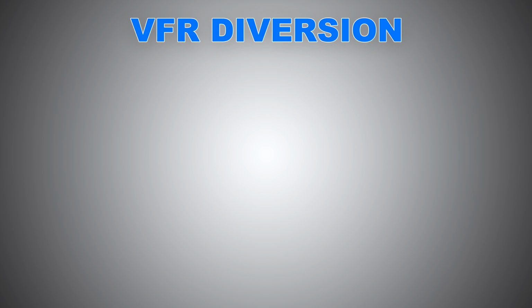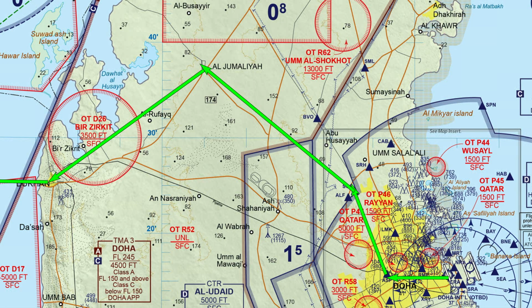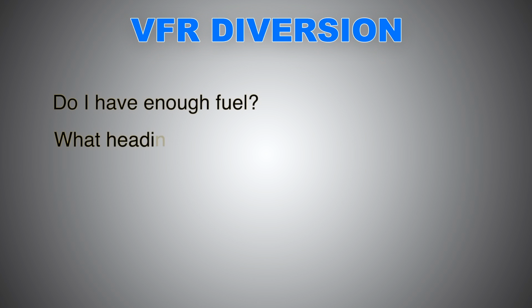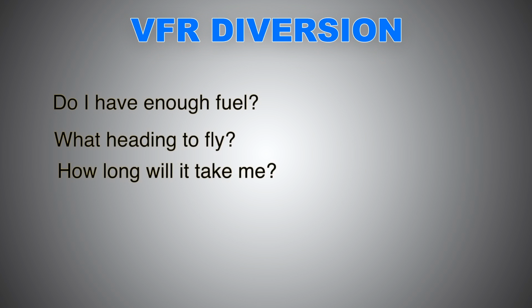So let's have a look at the step-by-step of what we need to prepare for a potential diversion whilst on the ground. Of course, assuming you have finished your VFR navlog and plotted your route on your VFR map, here is what you need to do. For any diversion, for whatever reason it is, you need to know these three things. First and foremost, do I have enough fuel to make it to my new airfield or to the alternate? What heading do I need to fly to get there? And then, how long will it take me?